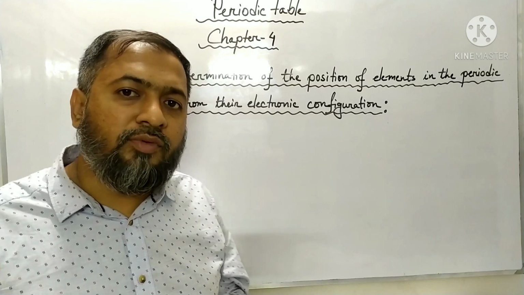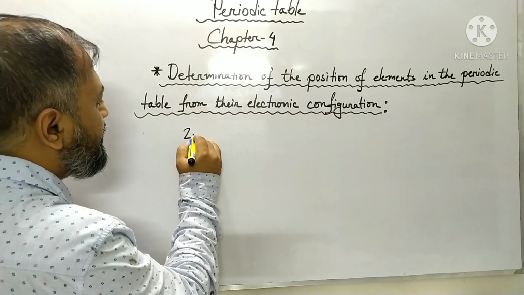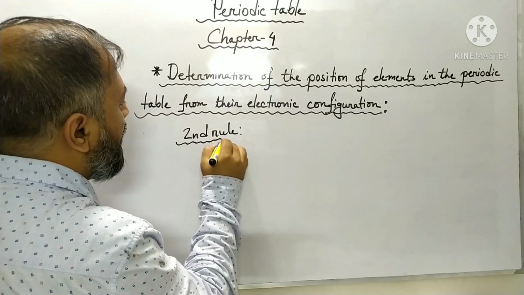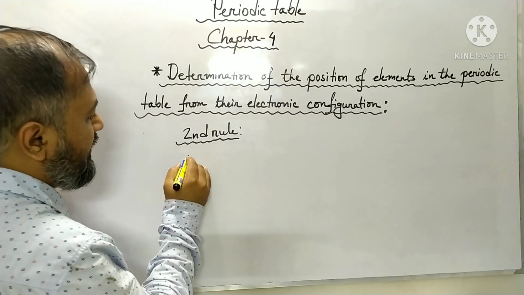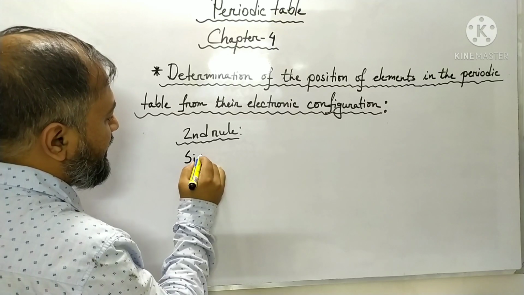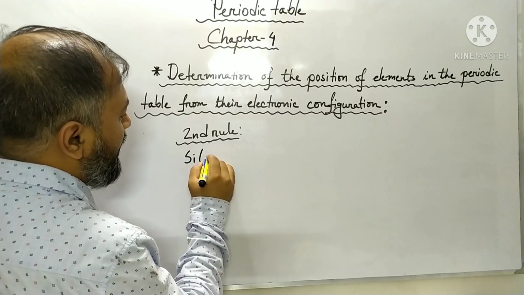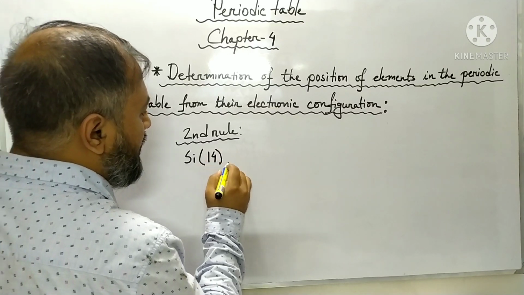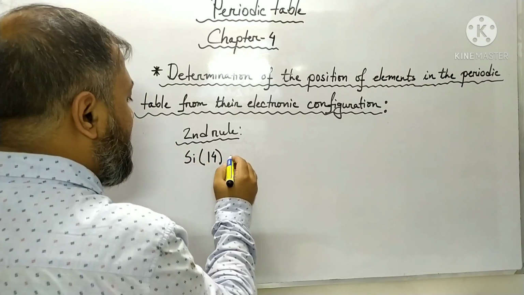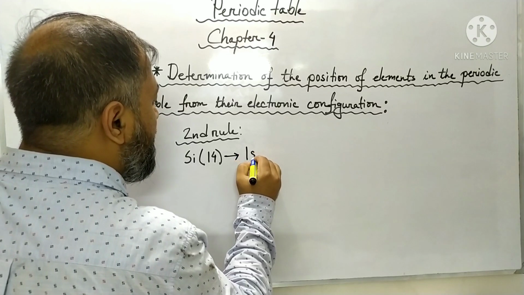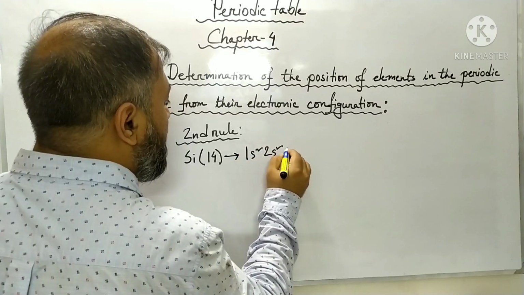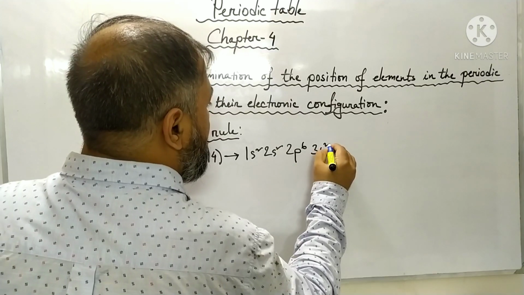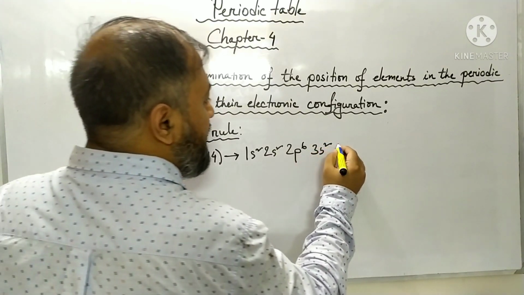Dear students, now come to the second rule. We can see the electronic configuration of silicon, where the total number of electrons is 14, and how these electrons are distributed. You can see 1s2, 2s2, 2p6, 3s2 and 3p2.